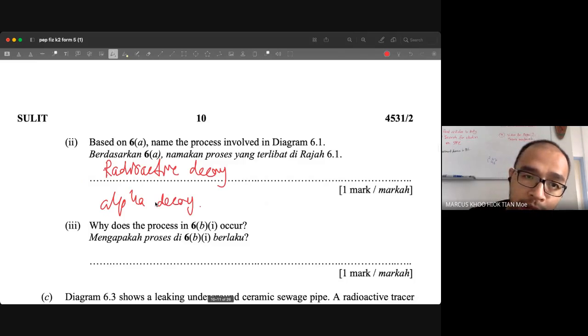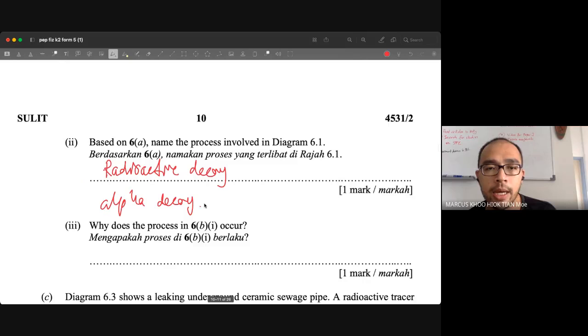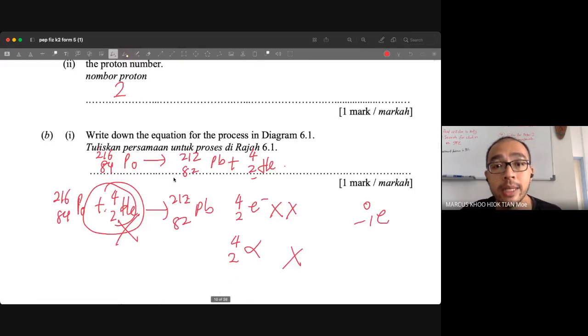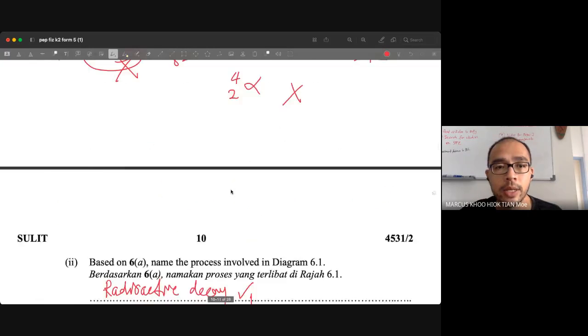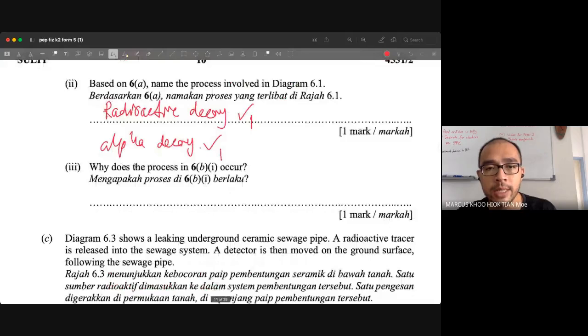Some people put alpha decay. Okay, if you put alpha decay, I will accept. If you put radioactive decay, ini sebenarnya jawapan skema lah. But I think if you put alpha decay, I will accept lah, because it is an alpha decay. Okay. Now, why does the process in 6B1 occur?